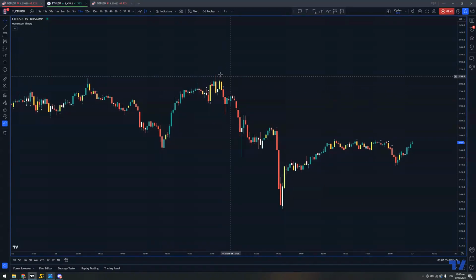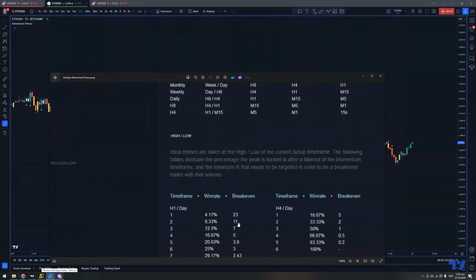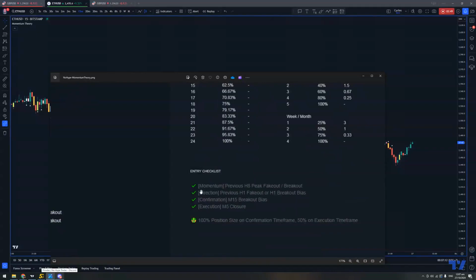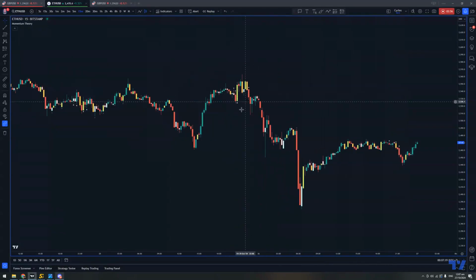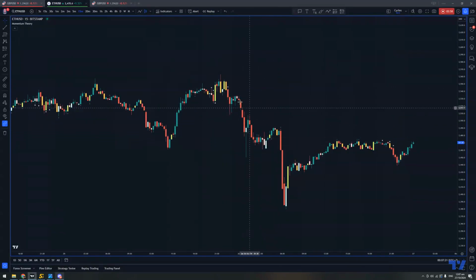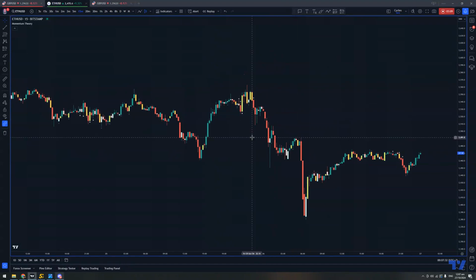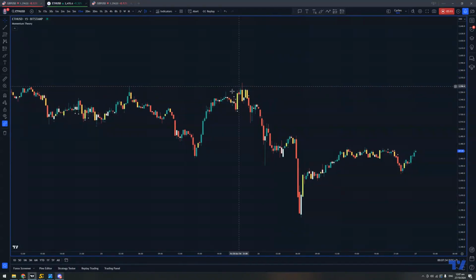These arrows here are when my entry criteria have been met. I need to have the momentum time frame fake out or breakout, and then alignment of the direction and confirmation time frames. When I have that, that's when I get these arrows on my charts. The white ones are when we're in a session time, when two markets are open, and these gray ones are when we're off session. So I always want to be trading on these white arrows during the session times.